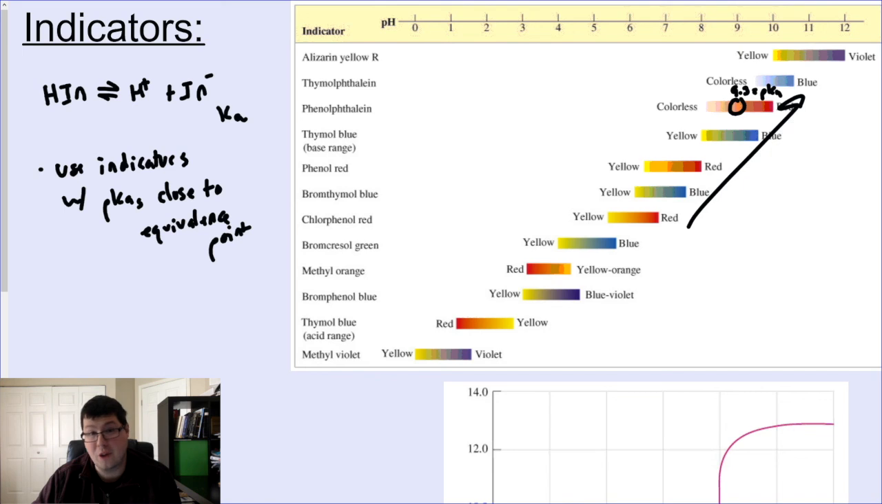Today we've learned about strong acid and weak acid titration curves, as well as taking a look at a little bit of indicators.